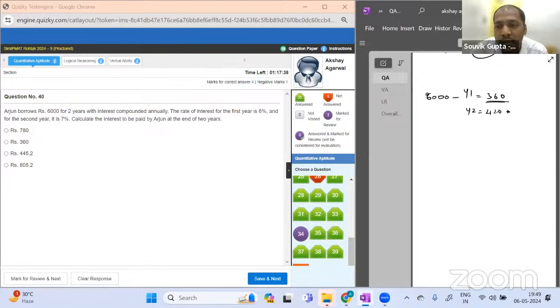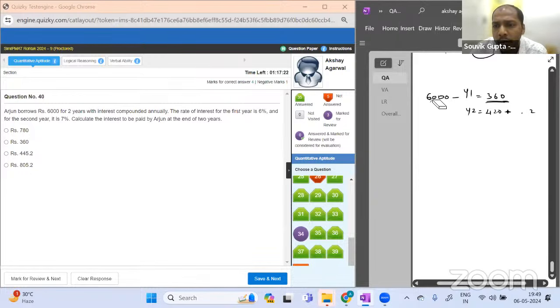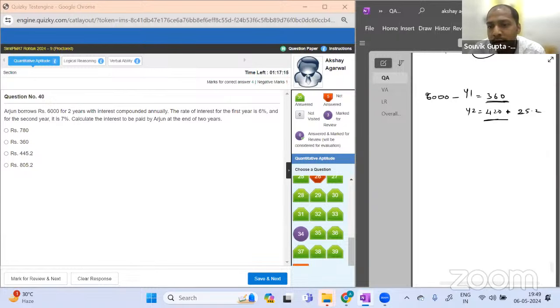So 7% of 360 kitna hota hai? 7 into 36, 36 into 6 is 216, so 7 times is 252. So that will be 25.2. 1% is 3.6, so 7% of 360 would be 25.2. So therefore the total interest is 780 plus 25.2, 805.2.